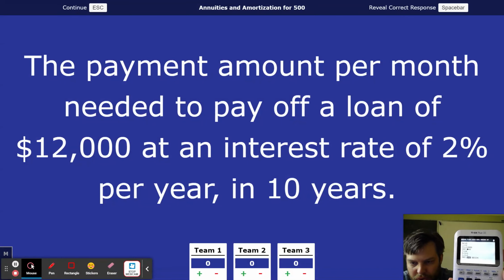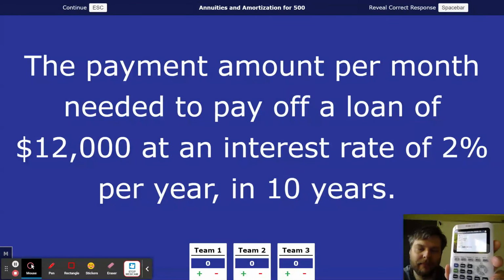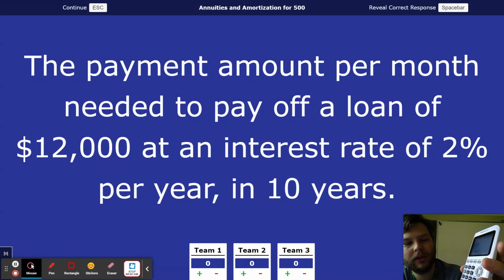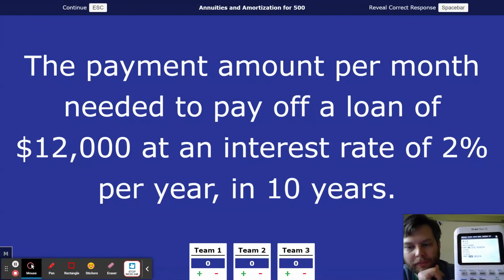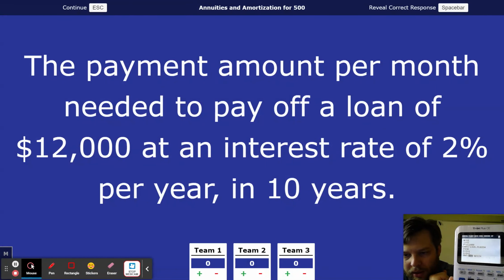10 years, 2%. The reason the PV is positive is because I received that loan. That was money that came to me. The PMT is going to come out as a negative number. So I go green, solve. So apparently I have to pay that much, $1335.92 a year, excuse me, not a month, a year for 10 years.